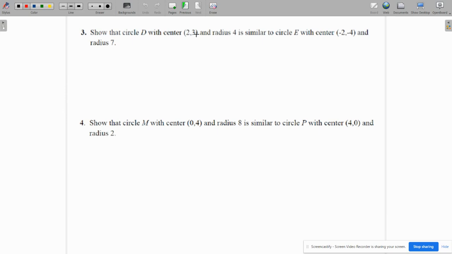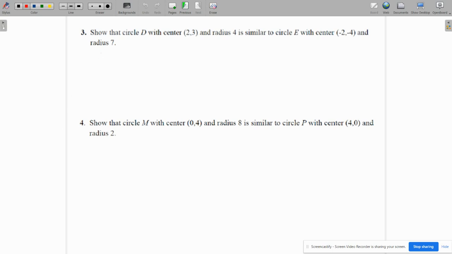The next two problems are the same type of problems. It's just instead of given a graph, you're given a description. So number 3 says, show that circle D with center 2, 3 and radius 4 is similar to circle E with center -2, -4 and radius 7.